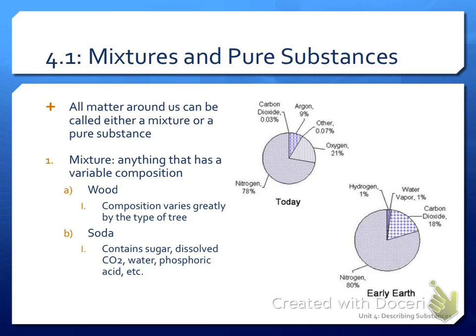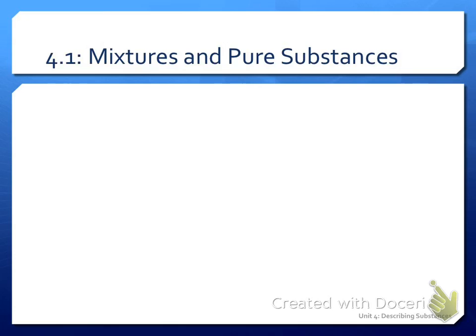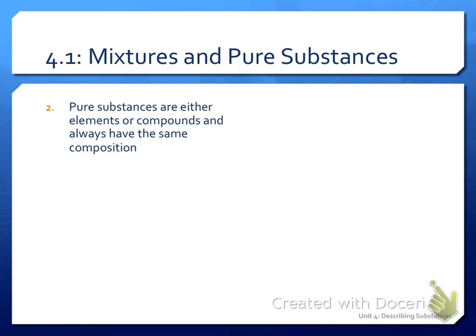Luckily, there were plants that came to fruition, that grew, that took in this carbon dioxide and released oxygen, so we actually got oxygen in the atmosphere a little bit later on, and we could do our thing. We could then evolve. So mixtures certainly vary in composition. Let's look at the other half now, pure substances. Pure substances are either elements or compounds and always have the same composition.